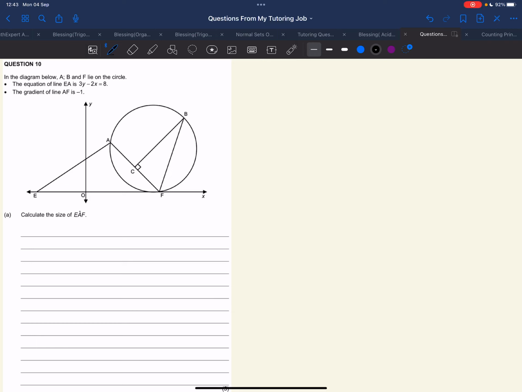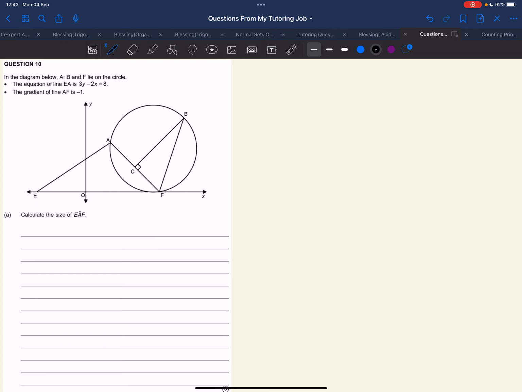Okay, right now in question say this, that in the diagram below, A, B, and F lie on the circle. The equation of line EA is 3y minus 2x equals 8, and the gradient of line AF is -1. Now let's just have that equation of EA as y equals something.